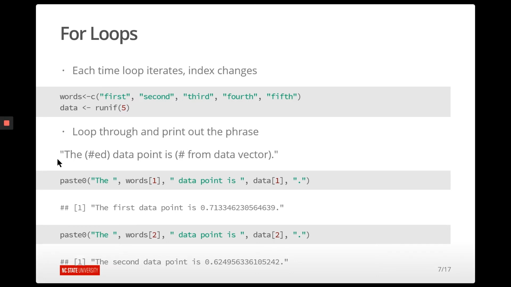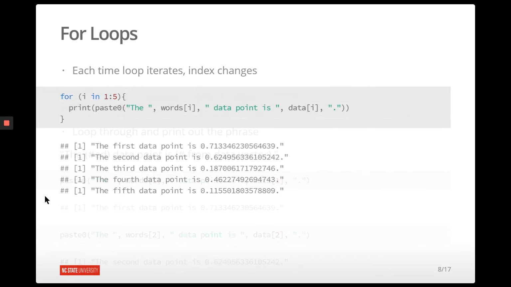You could just think about writing 5 lines of code that looks something like what you see here: paste0, grab the first thing from the words vector, "data point is", grab the first thing from the data vector. That would work fine, but you have to put in that same line of code 5 times, and you just have to go through and change the value that you're indexing at.